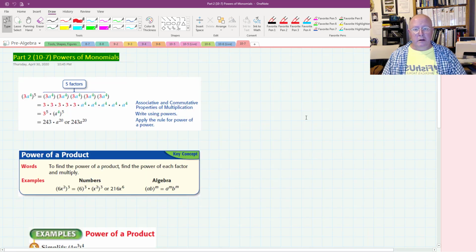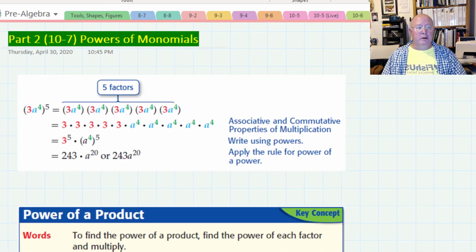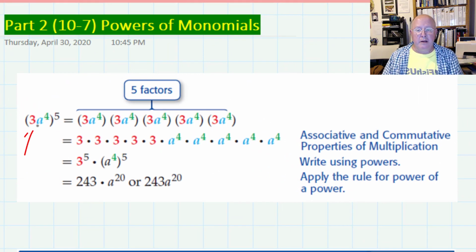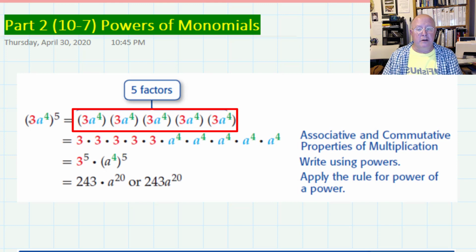Moving on. Now we come to the second part of this, which is 3a to the 4th, that quantity raised to the 5th power. That means it's 3a to the 4th, and all of that multiplied together 5 times, because that's what the exponent means. It multiplies the base together 5 times. The base is whatever is inside these parentheses right here. So we've got all of these factors that are all being multiplied together.